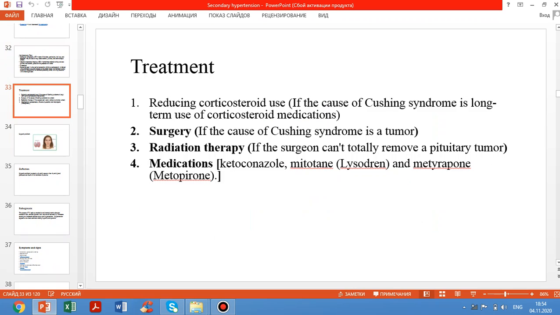Treatment. Reducing corticosteroid use if the cause of Cushing syndrome is long-term use of corticosteroid medication. Surgery if the cause of Cushing syndrome is a tumor. Radiation therapy if the surgeon cannot totally remove a tumor. Medication: ketoconazole, mitotane, and metyrapone.